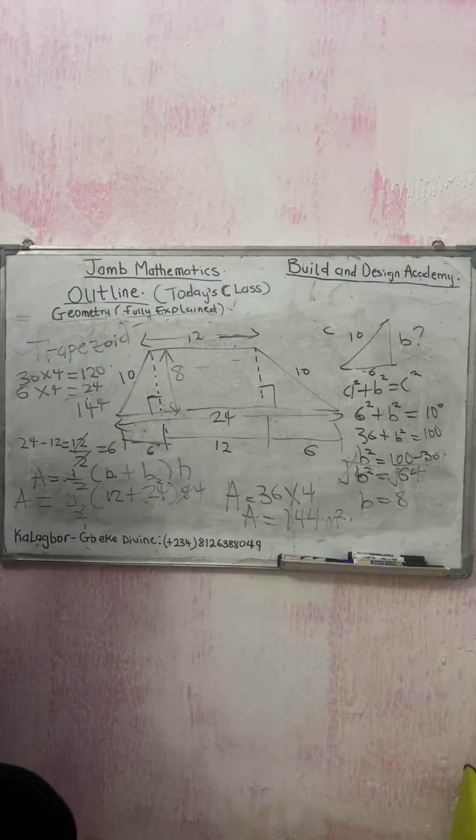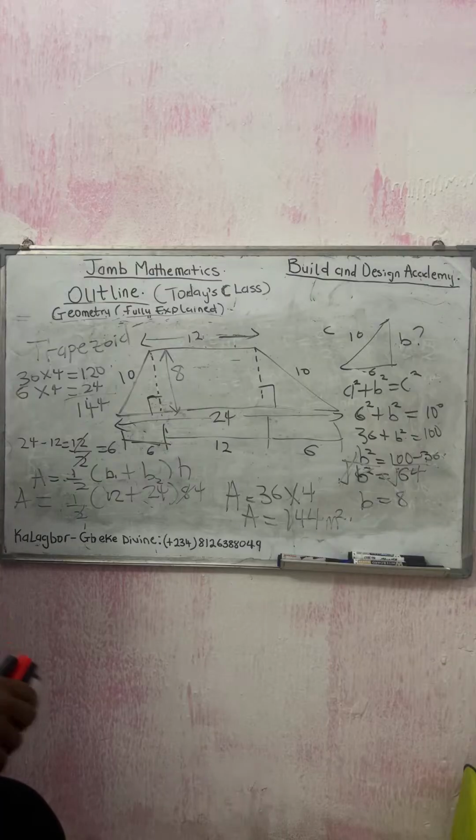Yesterday we started geometry and we explained so many concepts in geometry. Today we're going to continue from where we stopped, still on geometry mensuration. We're looking at perimeter of shapes.